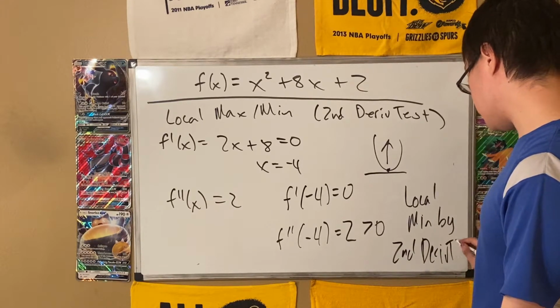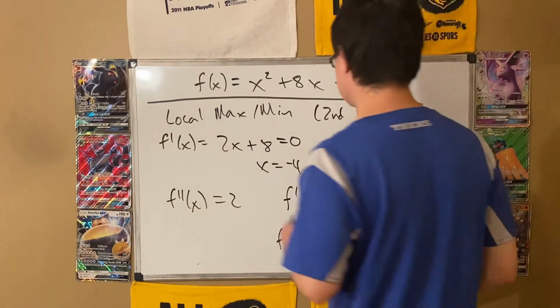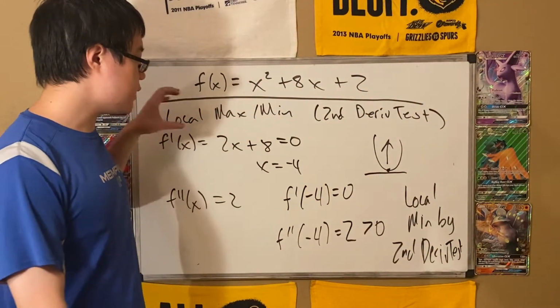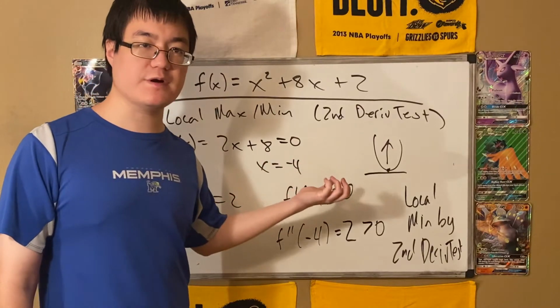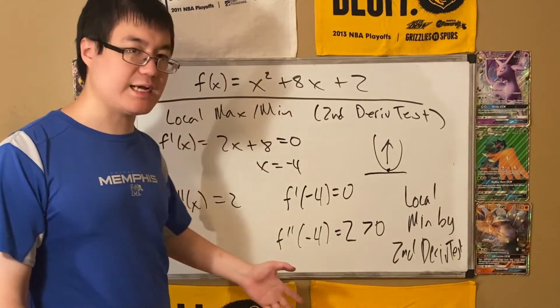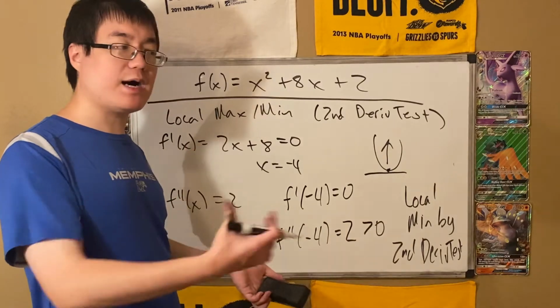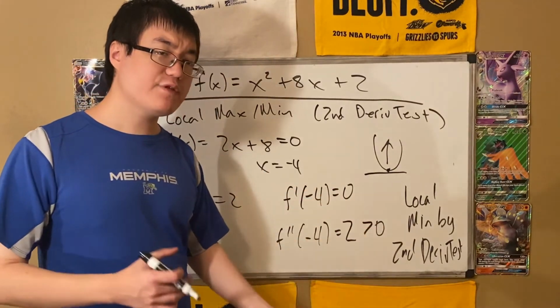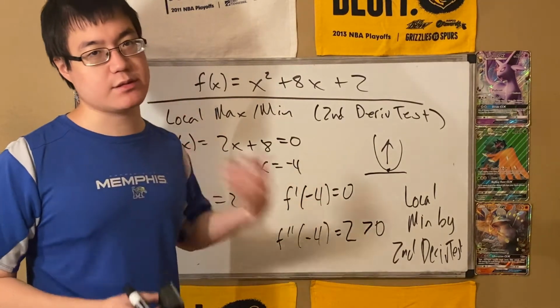And that's that. The second derivative test, even if it's rare, is also not that bad. Take the first derivative, find the zeros of the first derivative, and plug them into the second derivative. If the second derivative is positive, that means it's a local min. If the second derivative is negative, it means it's a local max.